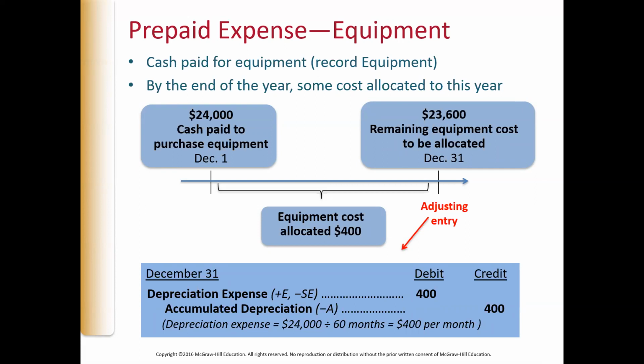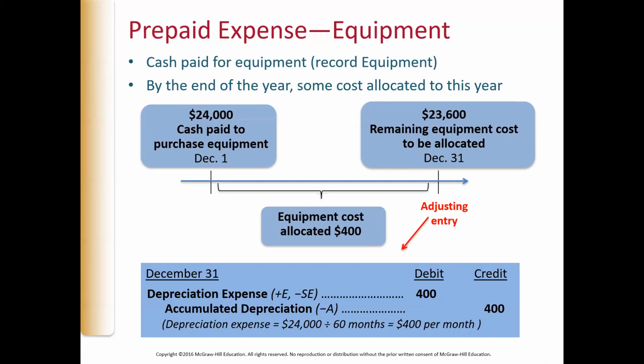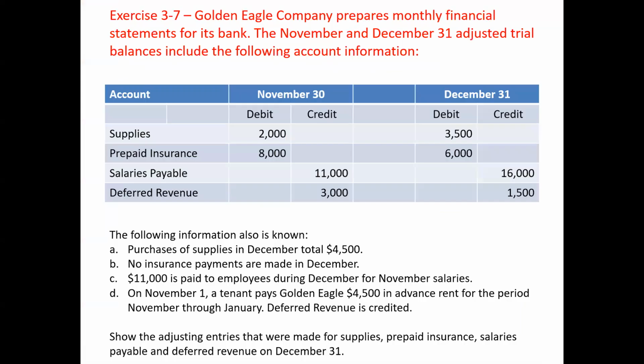Our way to show that cost is by debiting an expense, and we're crediting a new concept. We're going to call it accumulated depreciation. It's basically what we call a contra account. Instead of actually crediting the equipment account, we keep track of what we're reducing that asset by using an account called accumulated depreciation that offsets that asset. That way we know how much depreciation we've taken against that asset.